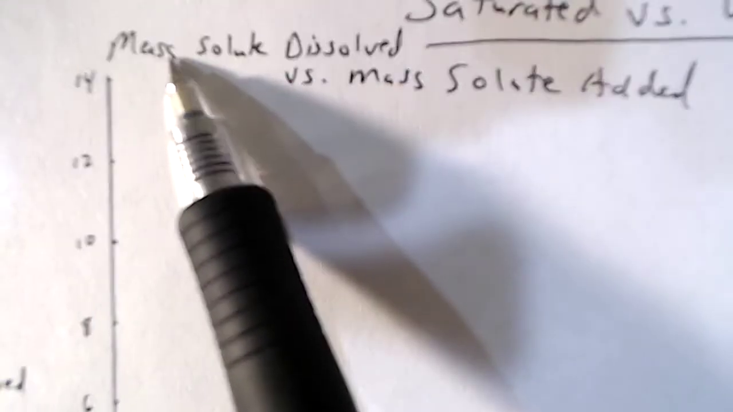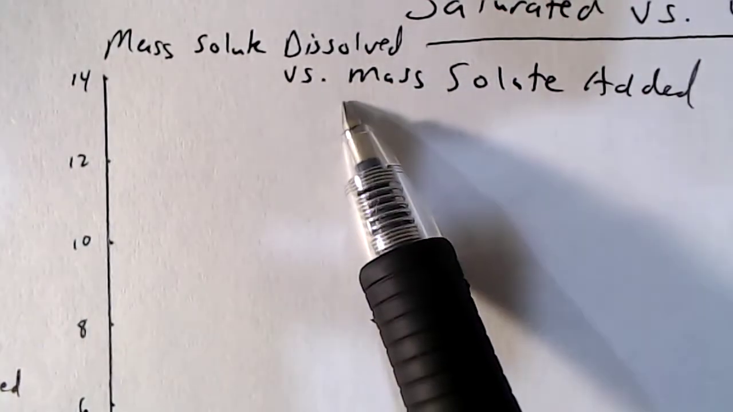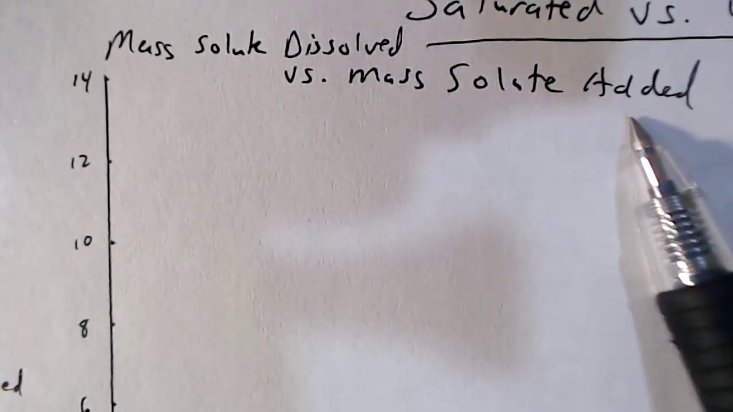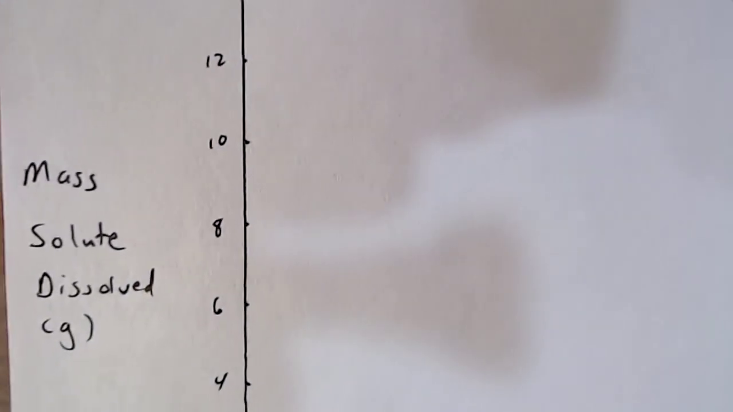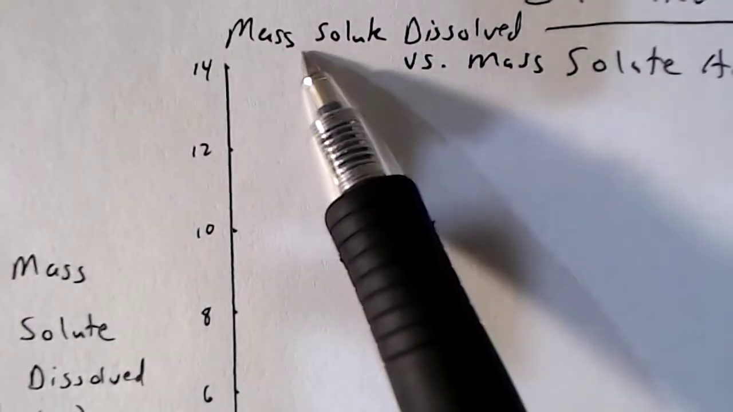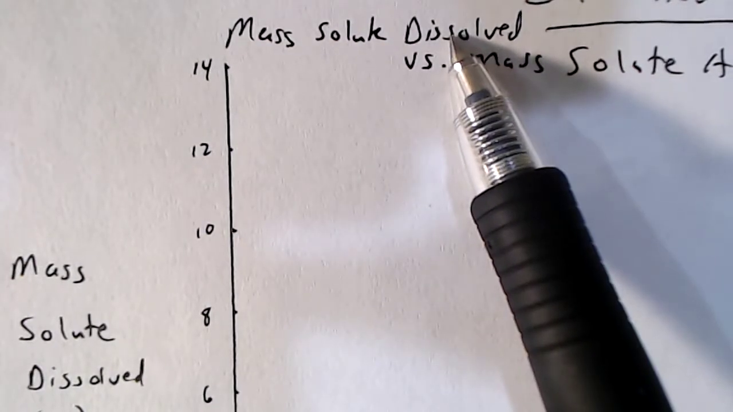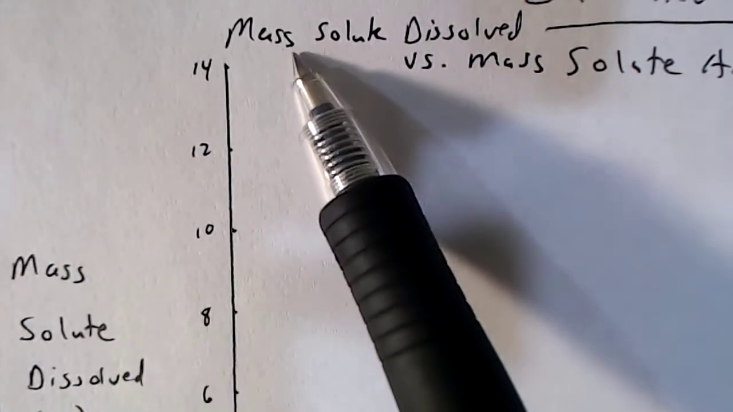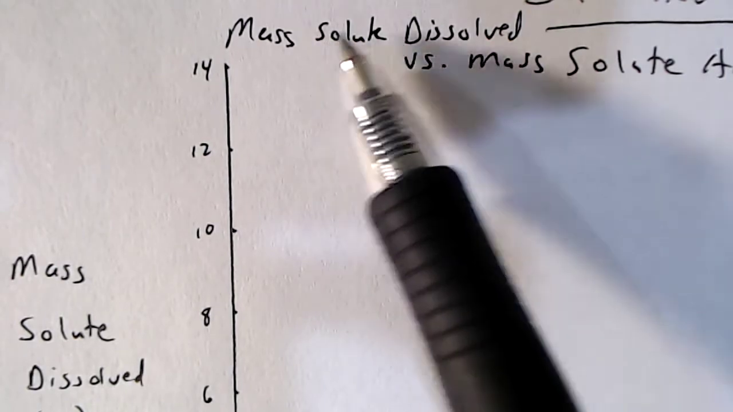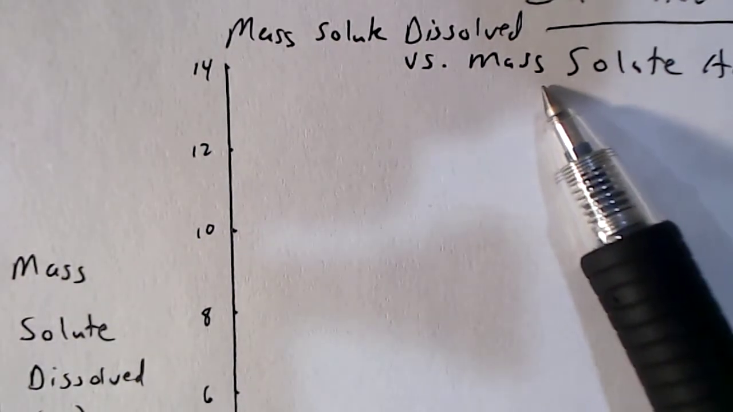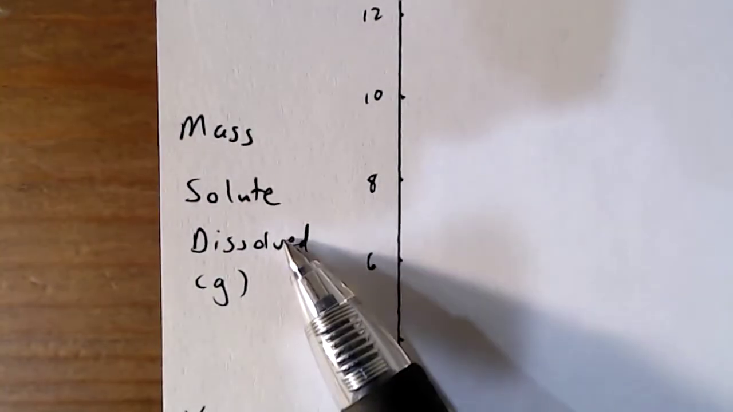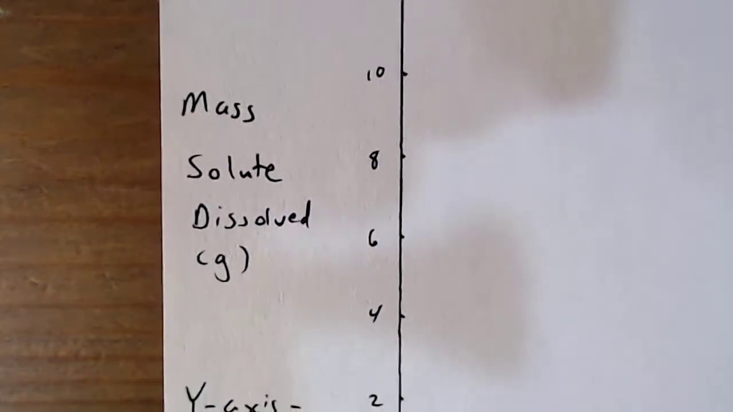Right, let's make a graph of the mass of solute that might dissolve versus the mass of solute added for a hypothetical solvent and solute. With this graph, we will be putting the dependent variable on the y-axis. The dependent variable, the y-axis, always goes at the beginning of the title, and then we say versus the independent variable, which is going to be on the x-axis. So the mass of solute dissolved goes on the y-axis.